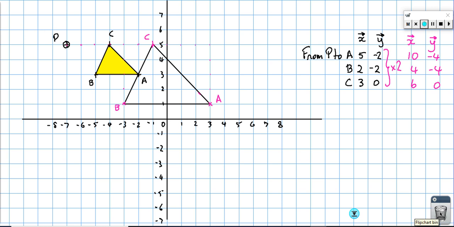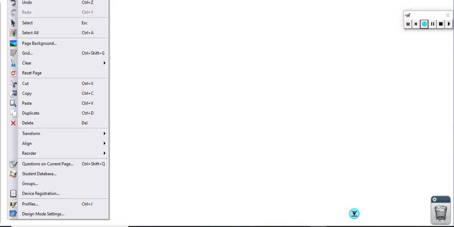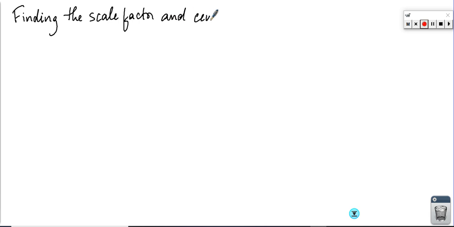Now, on the other hand, if we have an enlargement which has been already done, and we need to find the center of enlargement and the scale factor of enlargement, in your minds you already know what's going to happen, because it is the inverse of what we have done just right now. So let's see an example. So this time, finding the scale factor and center of enlargement.